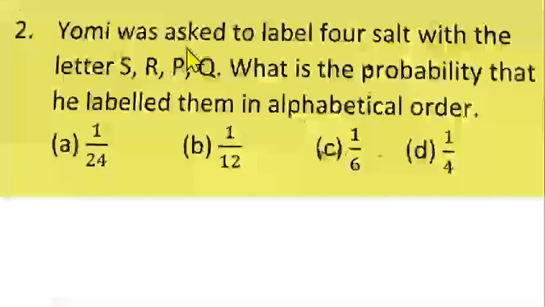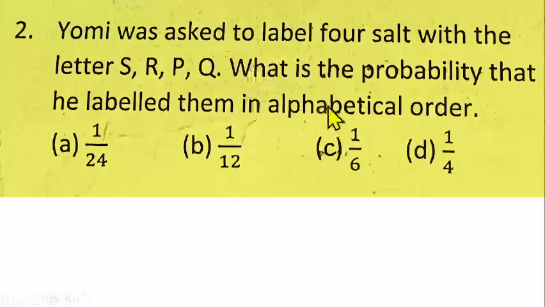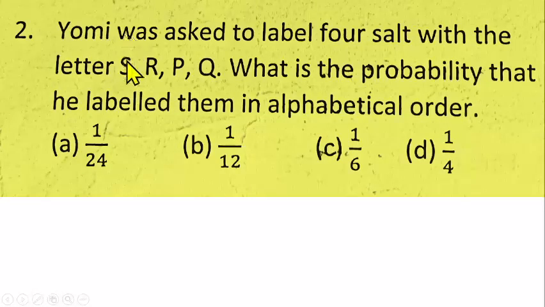Question number 2 is from probability and permutation. Yomi was asked to label 4 shirts with the letters S, R, P, Q. What is the probability that he labeled them in alphabetical order? Of course, we have S, R, P, Q, and these are 4 letters. So how many ways can we rearrange these letters? They can be arranged in 4 factorial ways.